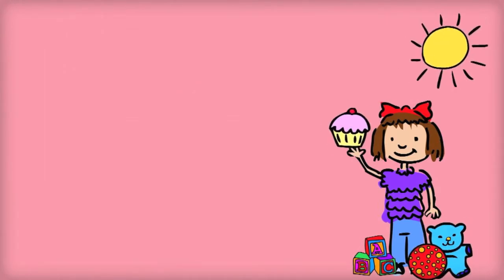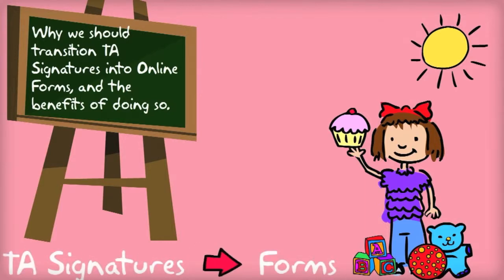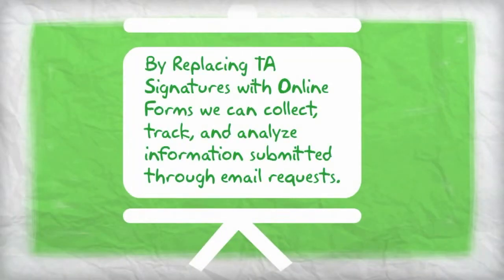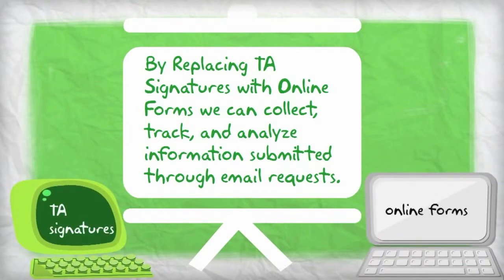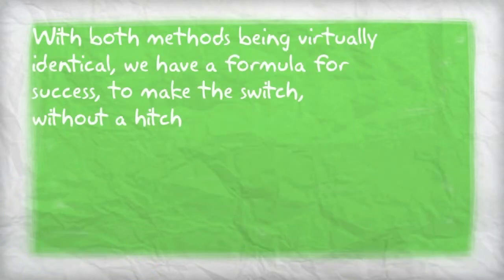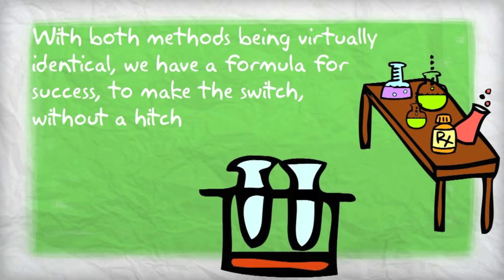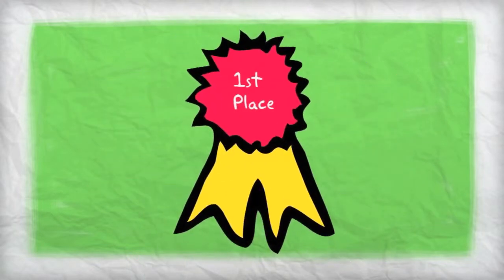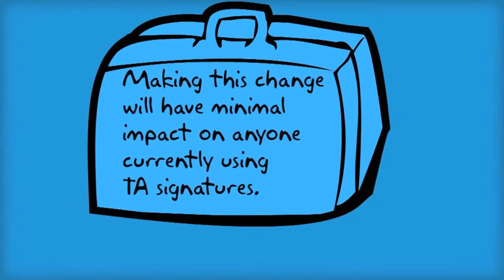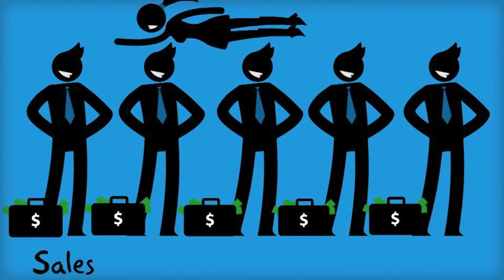A short presentation on why we should stop using TA signatures and start using online forms, and the benefits of doing so. By replacing email signatures with online forms, we can collect, track, and analyze information that is typically submitted through email. With both methods being virtually identical, we have a formula for success to make the switch without a hitch. Making this change will have minimal impact on anyone currently using the TA signatures, like sales and sales support.